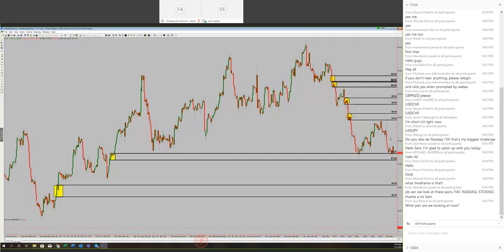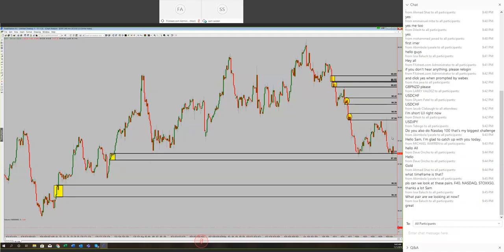We'll look at some of those others. The stocks 15, all those, sure, we can look at those. Remind me if I forget towards the end.